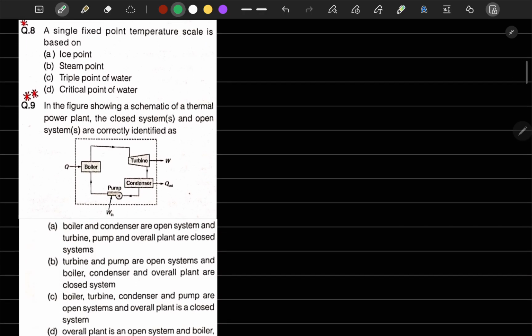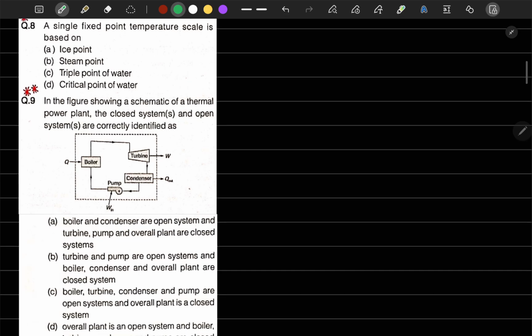Okay. So next question, a single fixed point temperature scale is based on. We discussed in the last lecture that the single fixed point temperature scale is actually our Kelvin scale, which is based on the triple point of water.